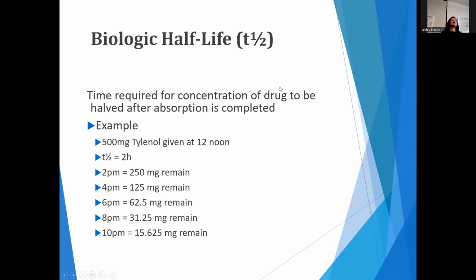An easy one to use is Tylenol, something over the counter, though you could easily swap in something like ibuprofen. If you take 500 milligrams of Tylenol at noon, the half-life, which is written T half, is 2 hours. So in 2 hours, you're going to go from 500 milligrams to 250 milligrams. Then 2 hours after that, it's half of 250. 2 hours after that, it's half of 125, and so forth until you don't have any more drug in your system. It just halves whatever was the last number.